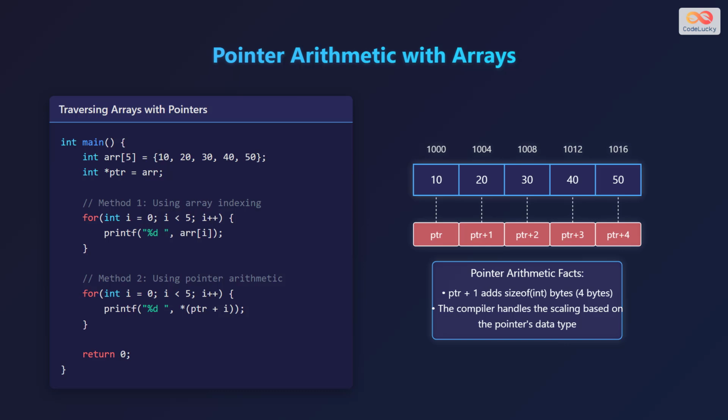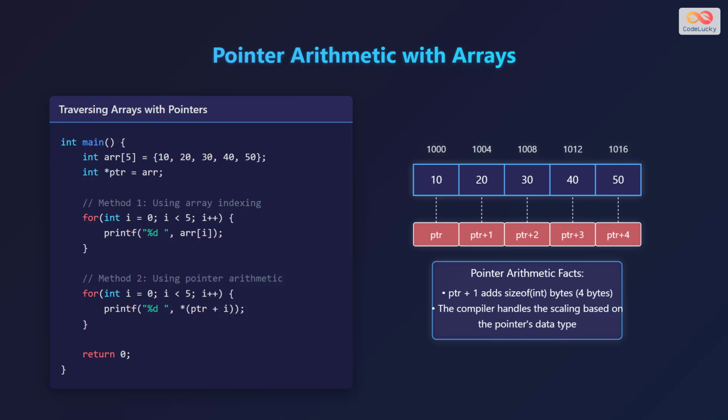Let's delve into how pointer arithmetic can be used to traverse arrays. We have an integer array named arr with 5 elements. An integer pointer named ptr is initialized to point to arr. The code then shows 2 methods to print all the elements of the array. The first method uses array indexing. A for loop iterates from i=0 to 4, printing arr[i] at each step. The second method uses pointer arithmetic. Another for loop does the same, but this time it prints *(ptr + i).